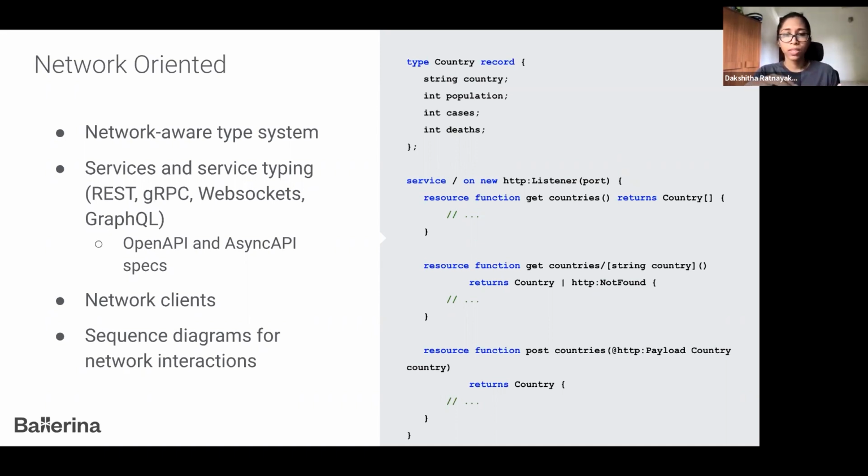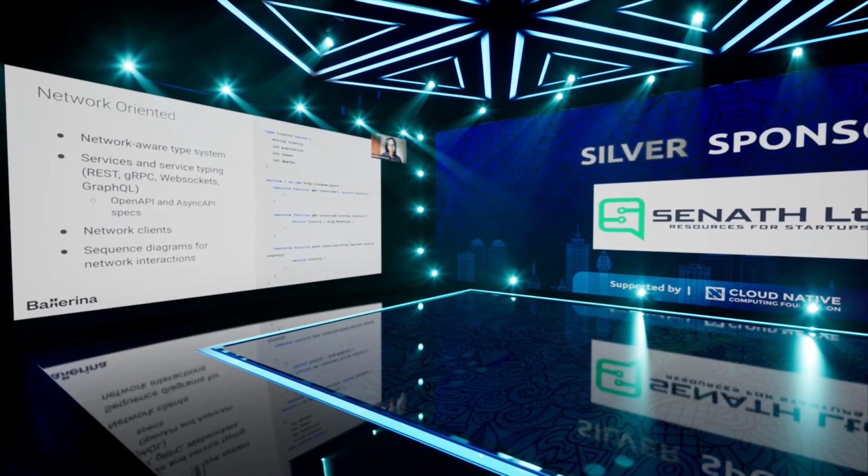So the combination of these features enables cloud integration to work smoothly. And then you also have client objects. So like you have service objects, you also have client objects to consume remote services. The outbound network interactions are represented by client objects, and clients have remote methods that represent outbound interactions with a remote system. And you also have sequence diagrams for network interactions. So I'll be showing that in one of the later slides.